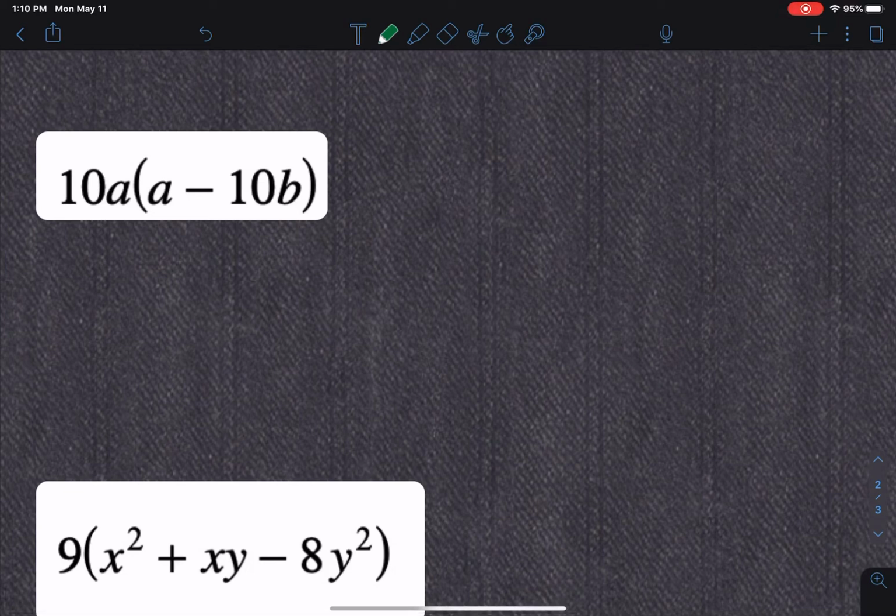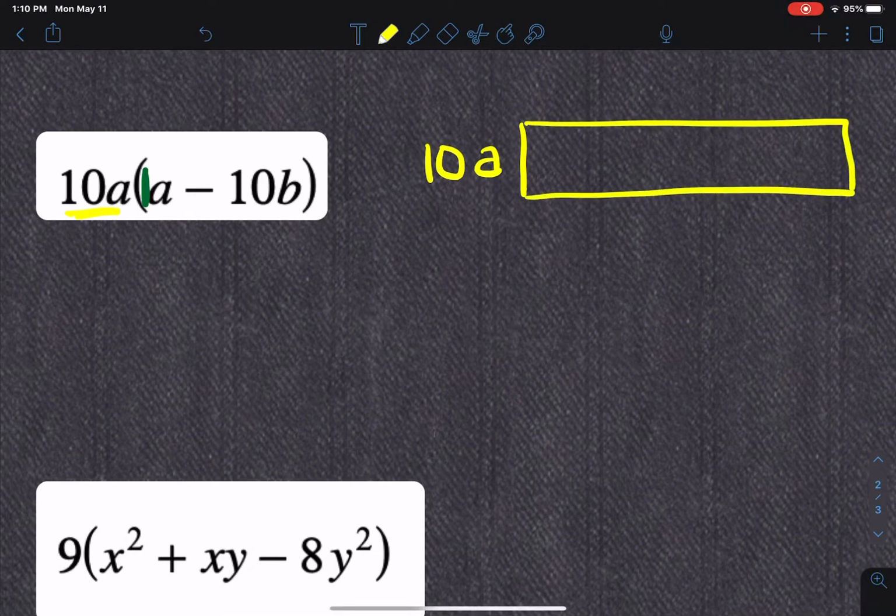First of all, the first one we have is 10a in the front, and inside there's 1a minus 10b. Before we start, the first thing I'm going to do is put a 1 there. Then I'm going to set up the box method. I have 10a as the only thing in front, so that's going to go in front of my box. I'm going to make my box here, and then take this piece and put it across here. So 1a, and then minus 10b, and I'm going to separate it into two columns.